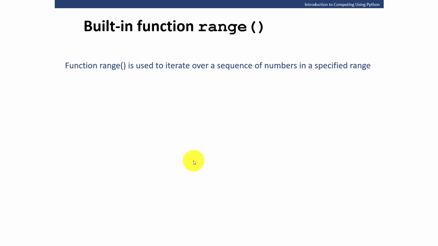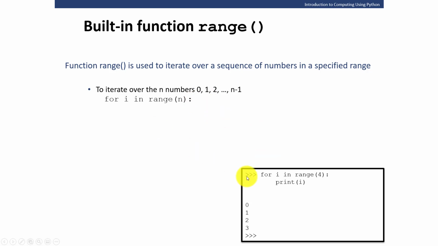But what if I would like to iterate over numbers? Okay, and those numbers are not in a list. So what I have to do is use a built-in function called range. That built-in function called range can be used to iterate over numbers, and it has 3 versions. So if I say for i in range n, I will iterate over the numbers from 0 up to n minus 1. And as you can see, for i in range 4, I will iterate from 0 to 3. This is what I print here.